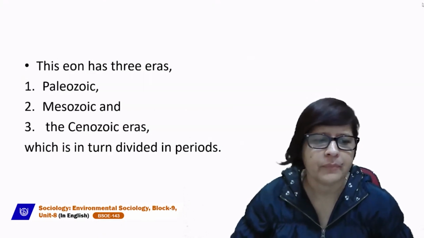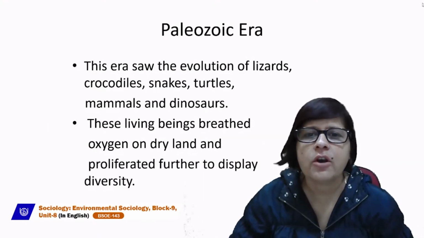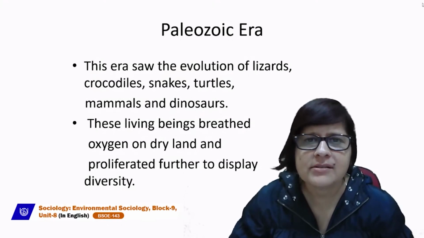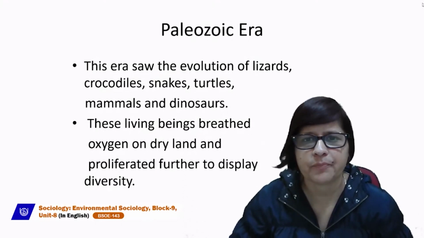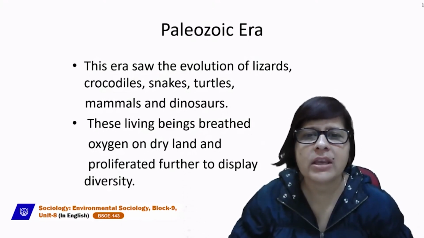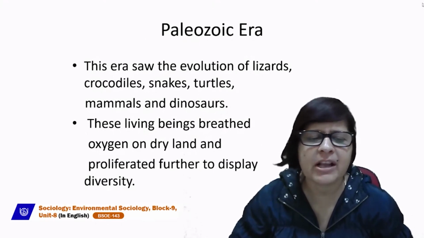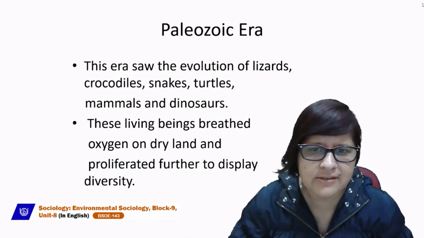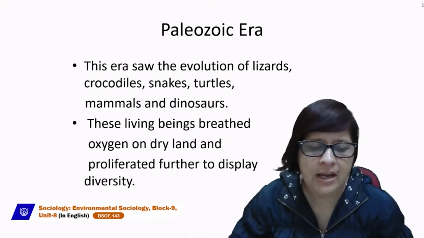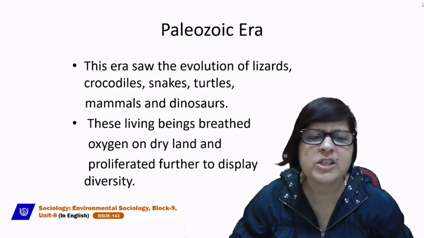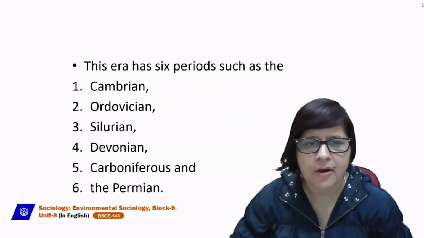Paleozoic era, right? What is Paleozoic era? This era saw the evolution of lizards, crocodiles, snakes, turtles, mammals, and dinosaurs. These living beings breathed oxygen on the dry land and proliferated further to display diversity, because there was oxygen and they were taking the oxygen.